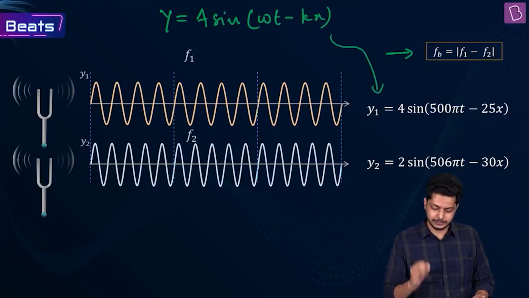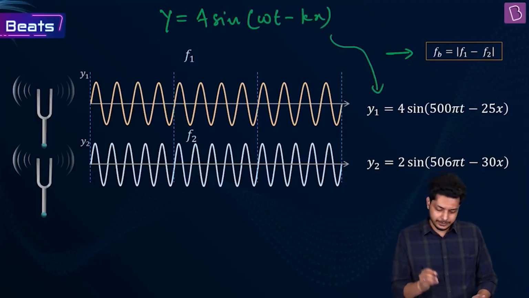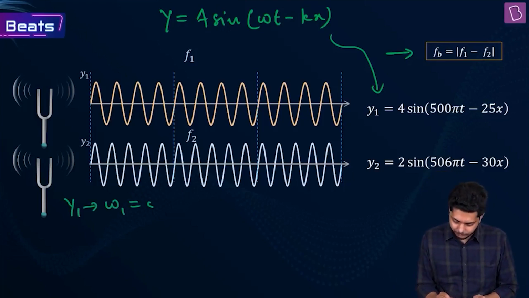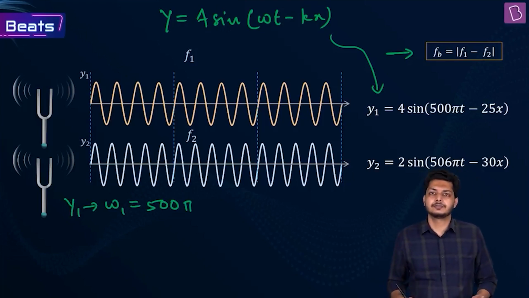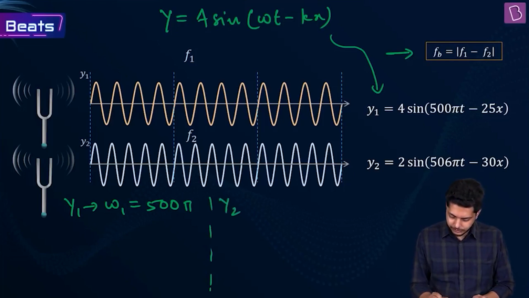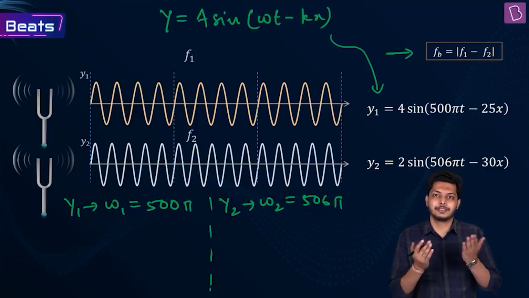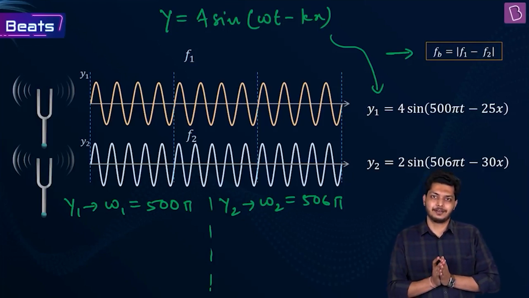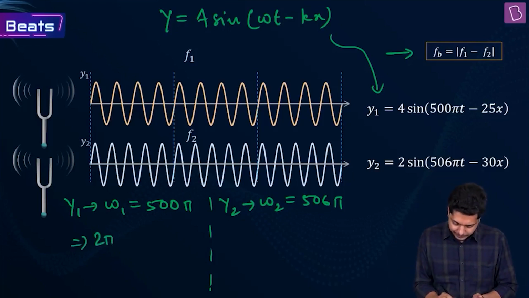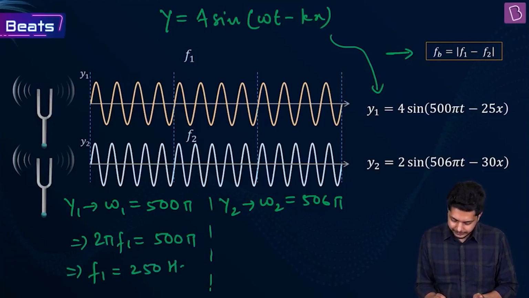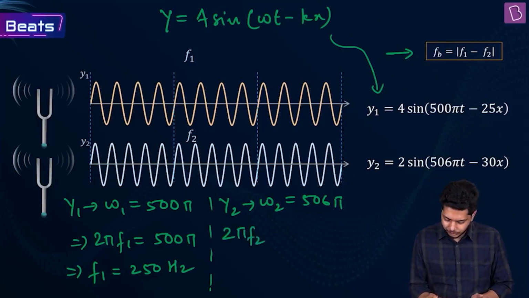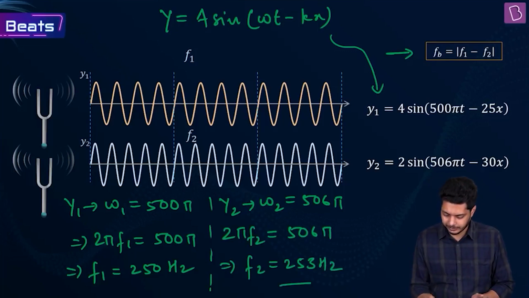If you compare these two equations with the general equation, we can say that for y1, ω1 is equal to 500π. For y2, ω2 will come out as 506π. Why are we doing that? Because if we know ω, we can figure out f, the frequency, since ω = 2πf. So 2πf1 = 500π, and f1 will come out as 250 hertz. For y2, 2πf2 = 506π, and f2 will come out as 253 hertz.